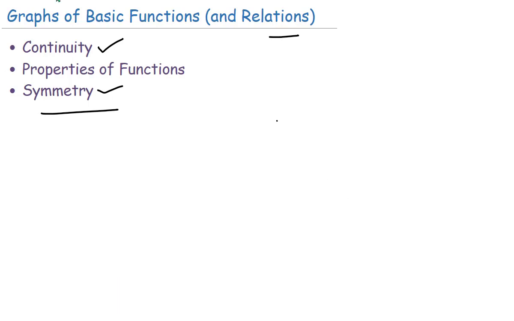Alright, so I want to show you an example of how to figure out if a function is odd or even based on the equation. If you have the graph, it's pretty clear. You can look for the symmetry. But if you don't have the graph, let's say for example you have something like a function f of x equals 6x cubed minus 9x.